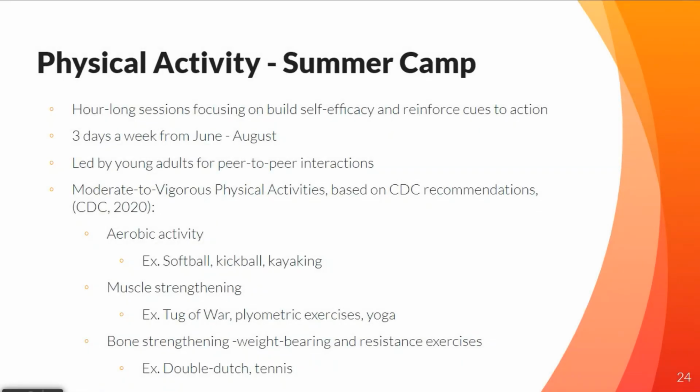The next component would be physical activity sessions, which would essentially feel like a summer camp. These would be hour-long sessions focusing on building self-efficacy and reinforcing cues to action. The length of this would get the participants and the children used to being active for this recommended amount of time outside of school. Ideally, this would take place from June to August, 3 days a week, during the summer session, where physical activity levels tend to drop off. The activities that would occur would be based on CDC recommendations of aerobic activity, muscle strengthening, and bone strengthening exercises.